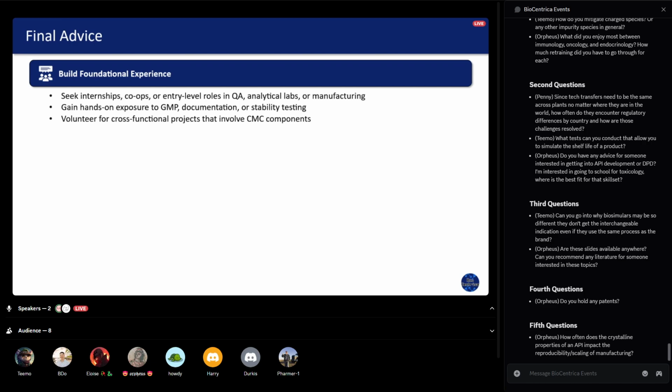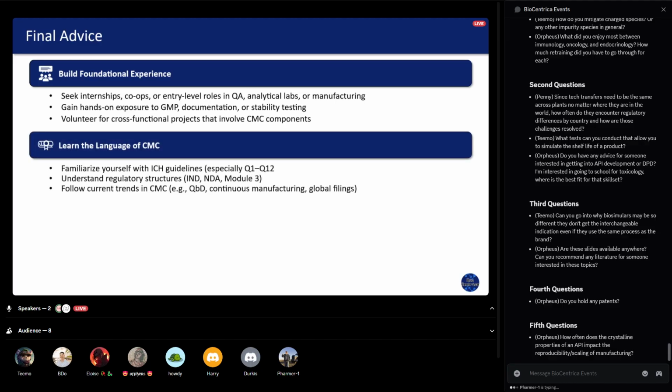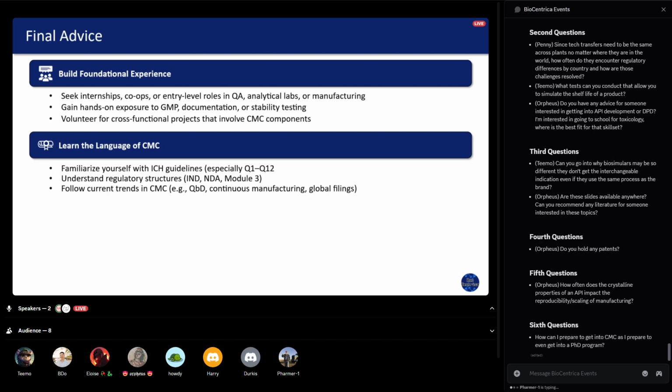Even if you're in an industry position that isn't in CMC, it's likely that they will work with CMC in one form or another, so just see what you can do to collaborate a little. The next thing is learning the language of CMC. I will tell you now, there are a lot of acronyms in CMC. There is quite a bit to learn, and ICH guidelines will be your best friend. Understand where CMC goes, which is Module 3, and current trends.